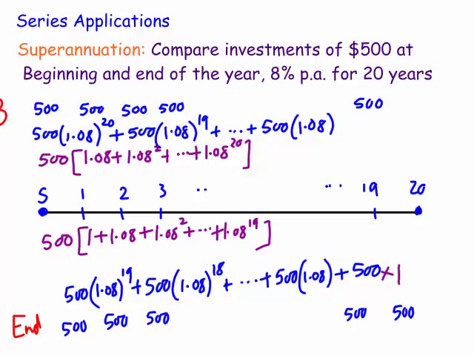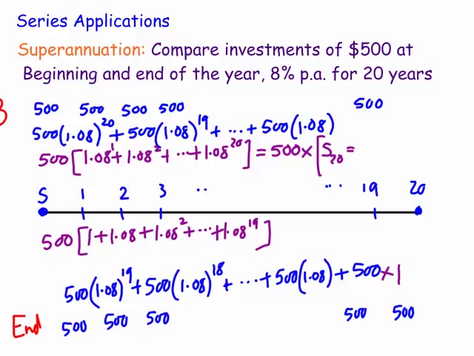Hopefully you can see that at the beginning it's going to earn a little bit more interest, but how much more? Let's have a quick look at how we'd work this out. This expression here, the beginning, would be 500 times the sum of, now how many terms? Well, there's 1 to 20, so it's the sum to 20, and we'd use the sum to n terms formula.